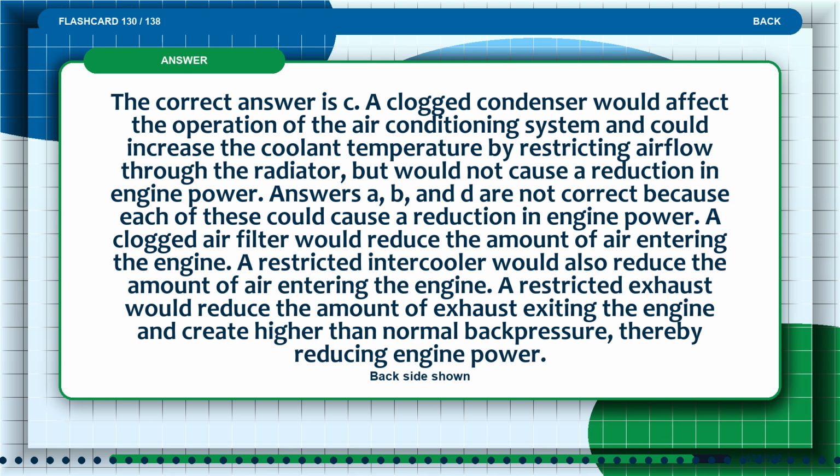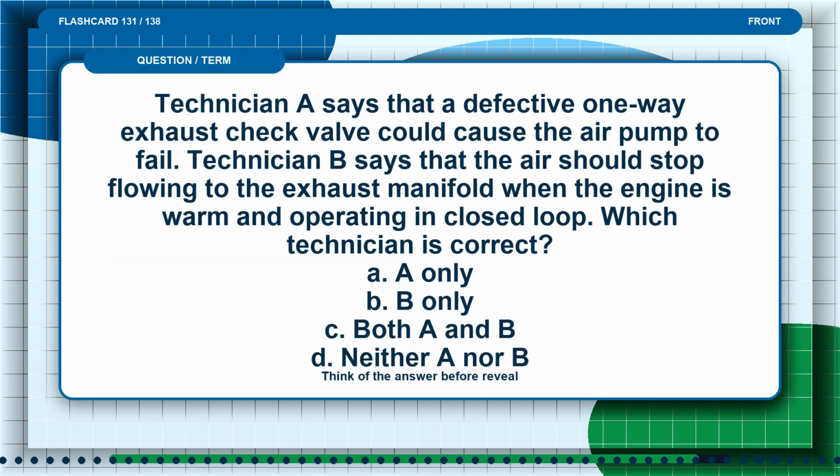A clogged air filter would reduce the amount of air entering the engine. A restricted intercooler would also reduce the amount of air entering the engine. A restricted exhaust would reduce the amount of exhaust exiting the engine and create higher than normal back pressure, thereby reducing engine power.